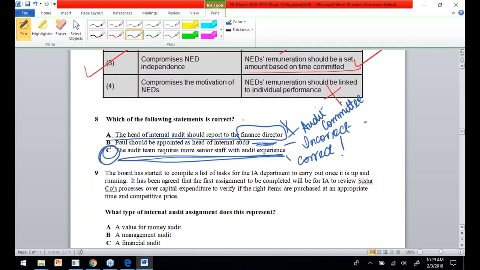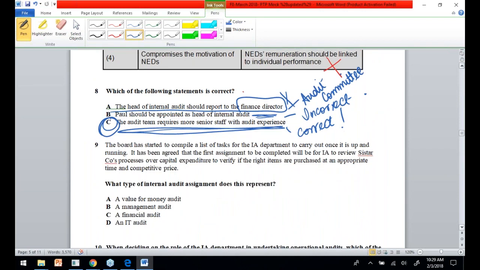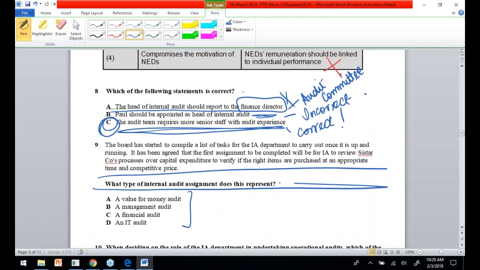All right, let's move forward. So I'm going to not look at the requirements, just read this part. All right, everyone, read this part. The board has started to compile a list of tasks for the internal audit department to carry out once it is up and running. It has been agreed that the first assignment to be completed will be for the internal audit to review sister companies' process over capital expenditure to verify if the right items are purchased at an appropriate time and competitive price.